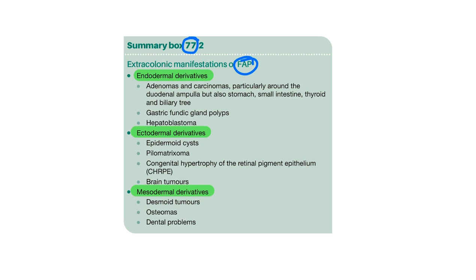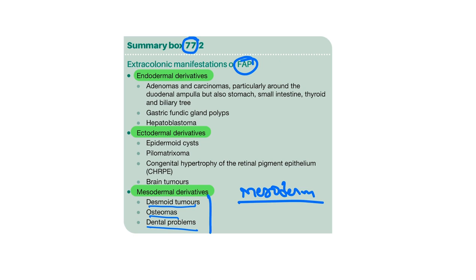So here we can see there are different types of tumor. One of them is from the mesodermal derivatives, and we know the rectus abdominis muscle is mesoderm. So from the mesoderm, we can see there are different types of tumors, such as the desmoid tumor, osteomas and dental problems. So we have to keep in mind these three structures.